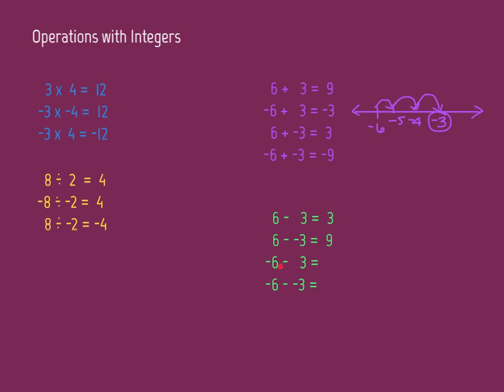Moving on to negative 6 minus 3. You owe someone $6, and then all of a sudden you have to take away 3 more, you're going to owe them even more. That's going to give us negative 9.